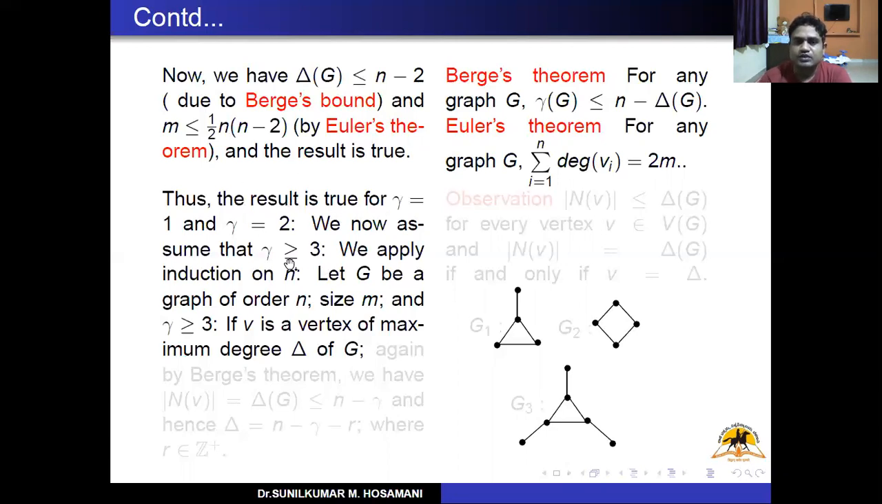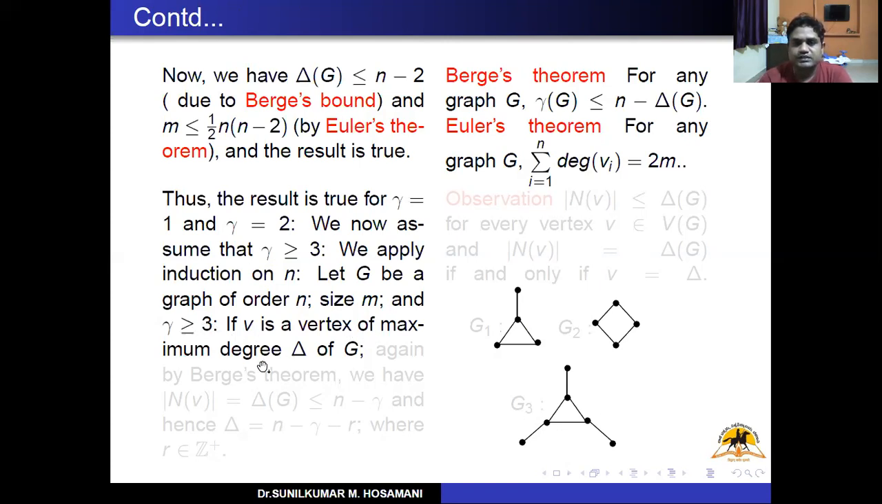Now if I consider domination number greater than 2, we apply induction on n. Here we are proving this result by the method of mathematical induction on the order of the given graph, that is, the number of vertices present in G. So let G be a graph of order n, size m, and domination number greater than or equal to 3. From now onwards, I am considering graphs with domination number at least 3.